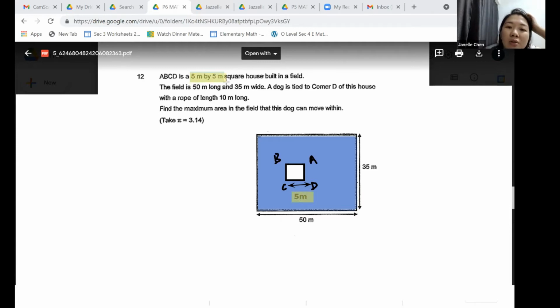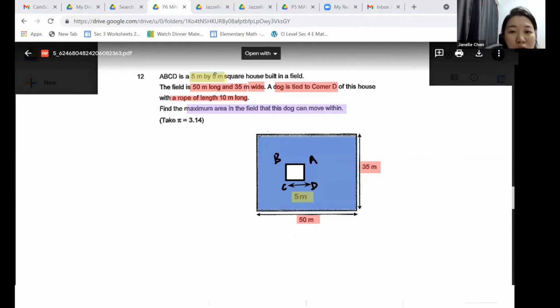Then after that, the field is 50 meter long and 35 meter wide. The next information they give us is that there's a dog being tied to corner D, and the rope that it is tied with is a 10 meter rope. So this is the part where it's difficult. The next thing they ask is to find the maximum area that the dog can move within.